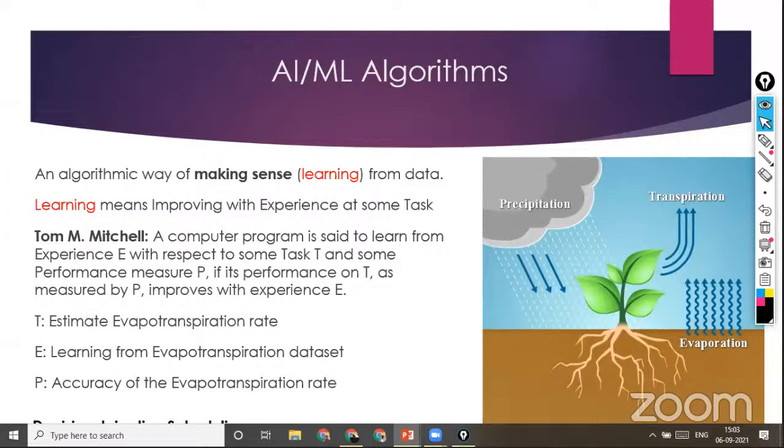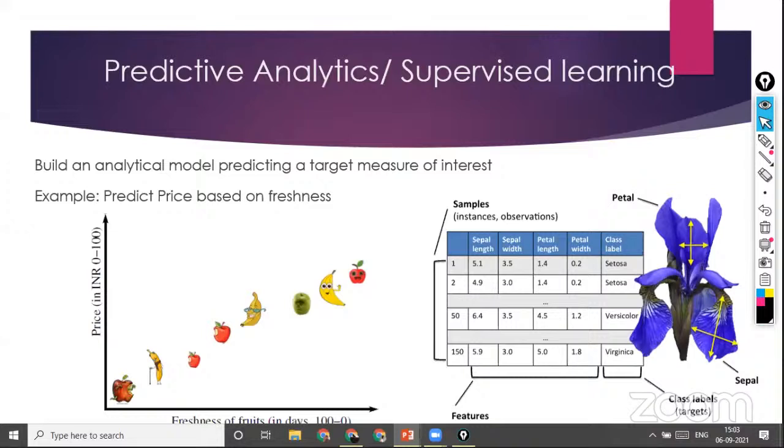Okay. And once you get the results, once you get the insights, then you can take the decisions. Like in this example, you can take the decision whether you want to irrigate that plant or not. Okay. Now, basically, these machine learning algorithms or data analytics, you can divide into two types. It is predictive analytics, and it is descriptive analytics. Or we can also say predictive analytics is supervised learning, and descriptive analytics is unsupervised learning. Okay, so let's take an example now.